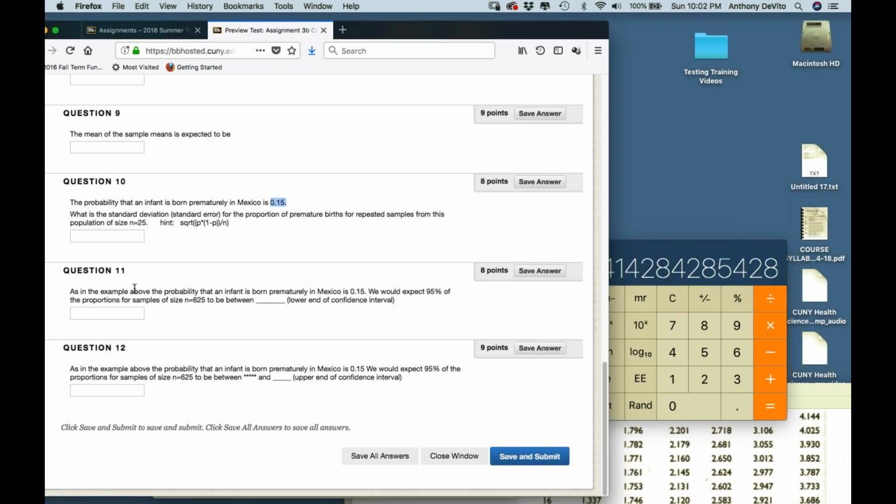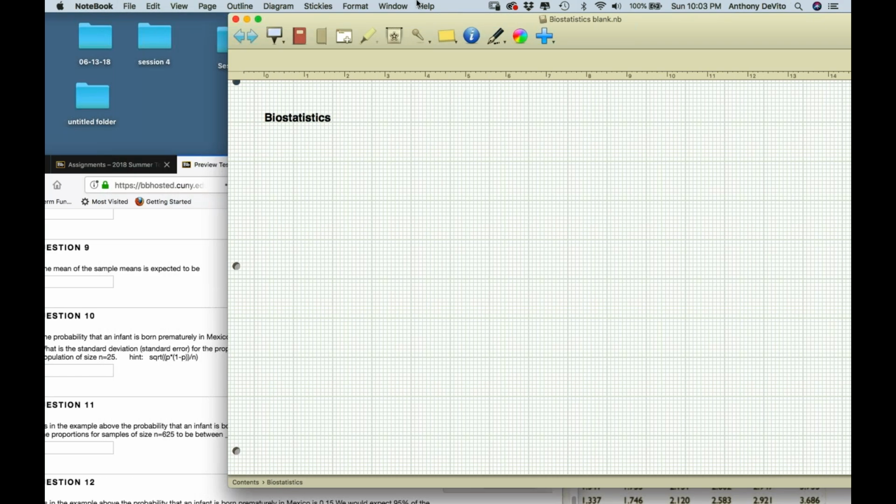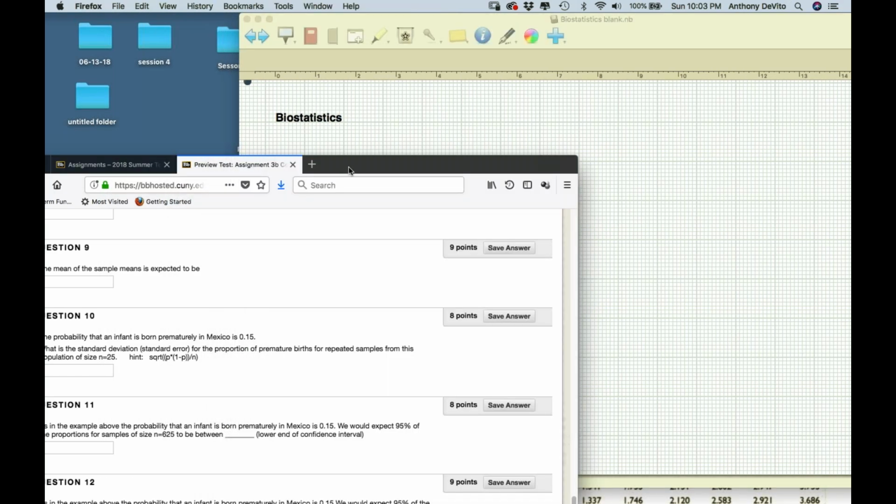As in the example above, now I added those words because I assumed that you would know to use the same percentage, but actually that's not really that clear, looking back at it. So I added in "as in the example above, probability is 0.15. We would expect 95% of the proportions of size n equals 625 to be between this and this." This is a confidence interval problem, and it works just like confidence intervals for a regular mean.